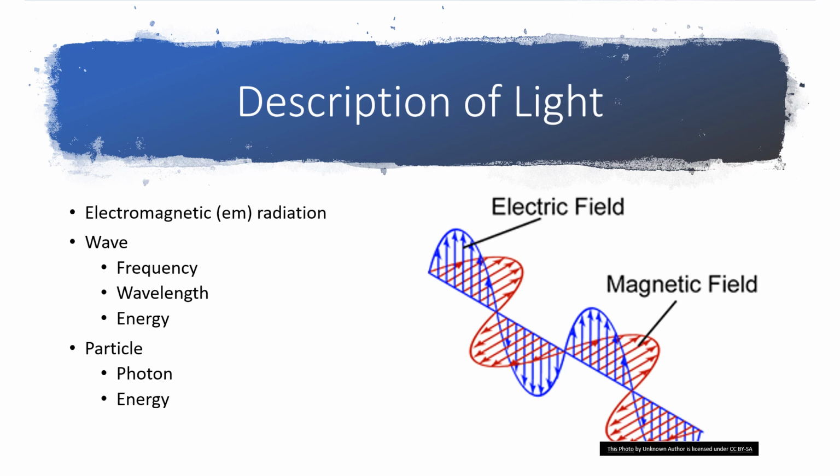We can use what's called a wave description or a particle description. The wave description of light will use terms like frequency and wavelength and energy. The particle description will use terms like photon. A photon is an individual packet of light energy. And so in the particle description, we talk about photons and the energy that's associated with that photon.